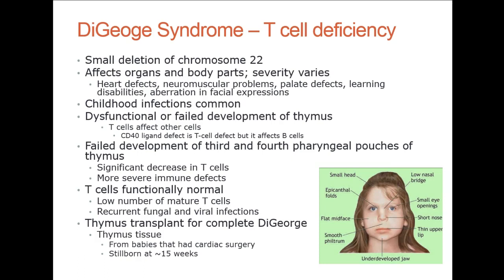Usually we see that failed third and fourth pharyngeal pouch of the thymus. So they're going to see kind of some atrophy there. It's not going to be normal. You can do a thymus transplant for complete DiGeorge. Usually they'll be stillborn at about 15 weeks if it's pretty severe.